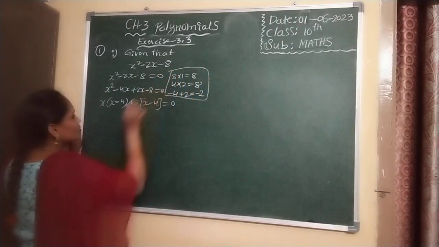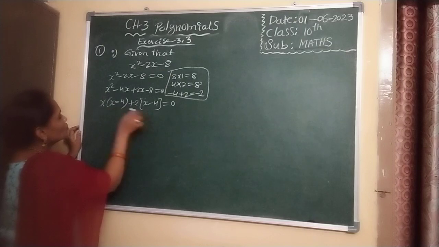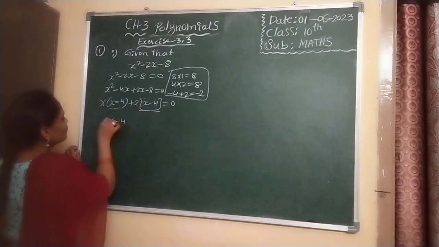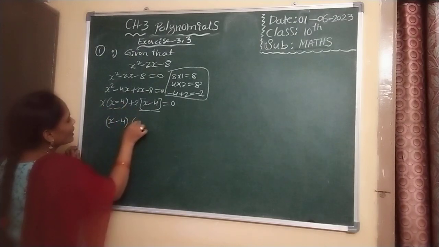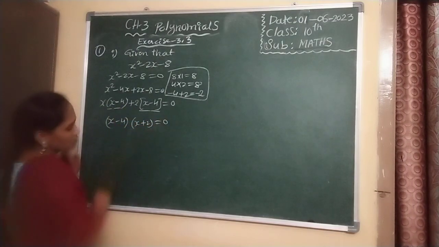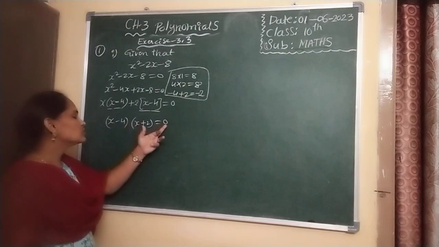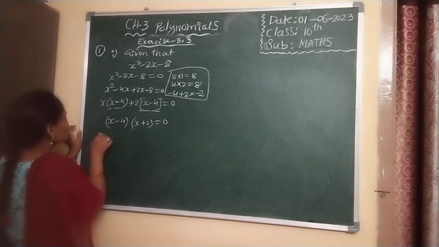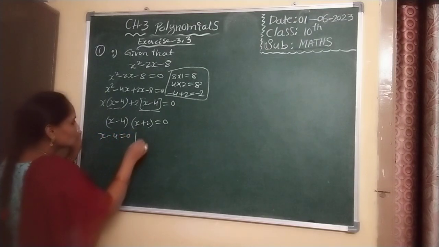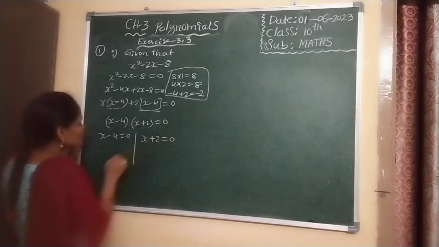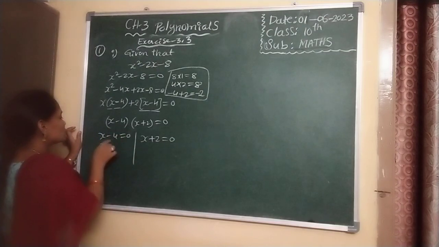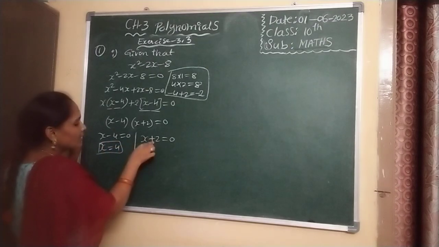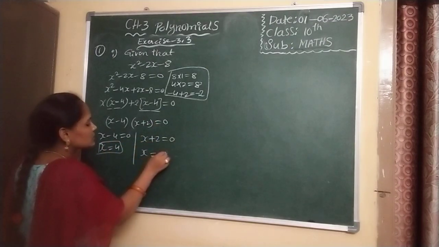This is 0. Okay. Now, in these two, see this common term, right? So x minus 4 remaining x plus 2 is equal to 0. If a product is equal to 0, it means one of the factors will become 0. Yes or no? So x minus 4 is equal to 0 or x plus 2 is equal to 0. If you take transpose, minus 4 will become plus 4. Here if you take transpose, plus 2 will become minus 2.